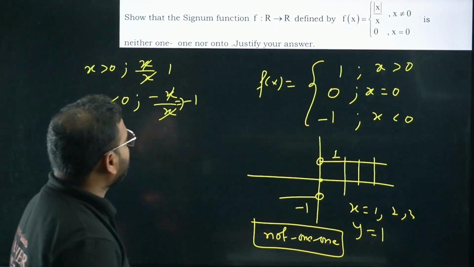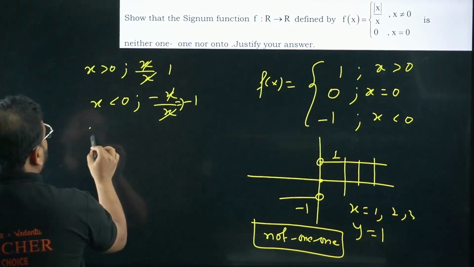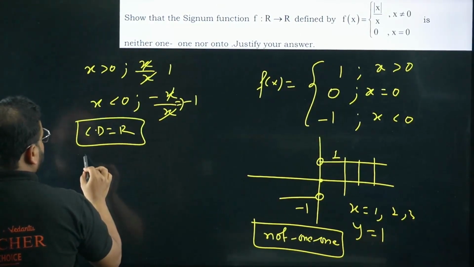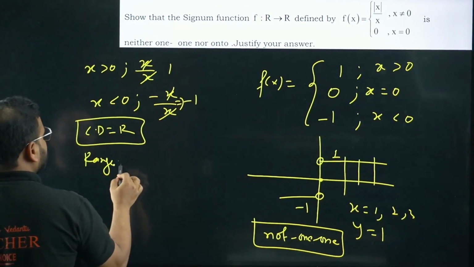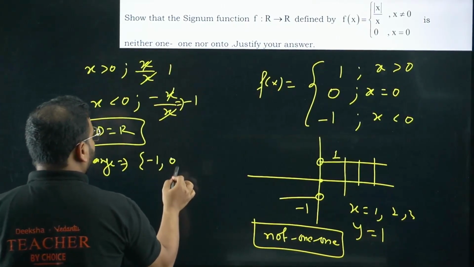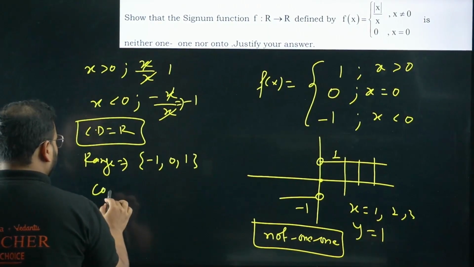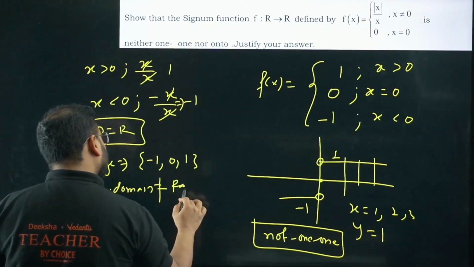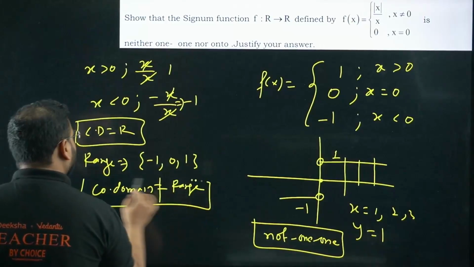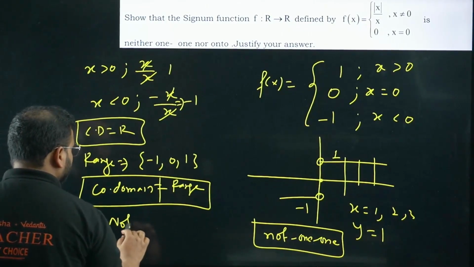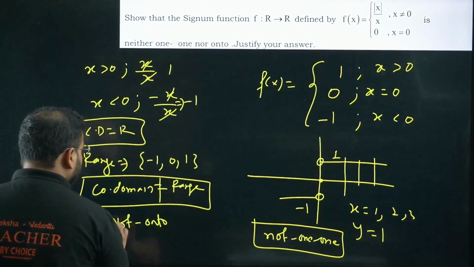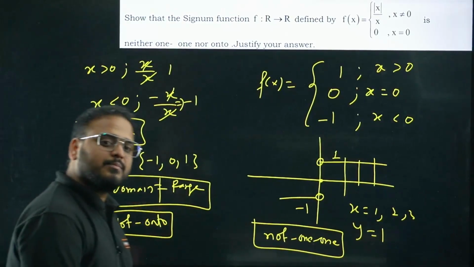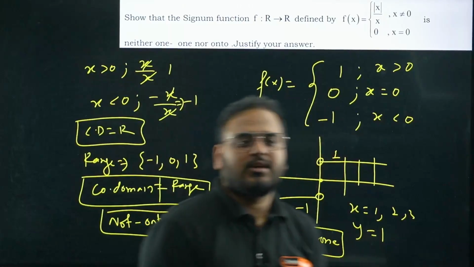What about onto? They have given the codomain as all real. What about the range? Range is coming very simply as minus 1, 0 and 1. We are getting that codomain is not equal to range. Hence, we can say that it is not onto. So the given signum function is neither an onto nor a one-one function. Is that simple? Yes. Okay. Let's move on to the next question.